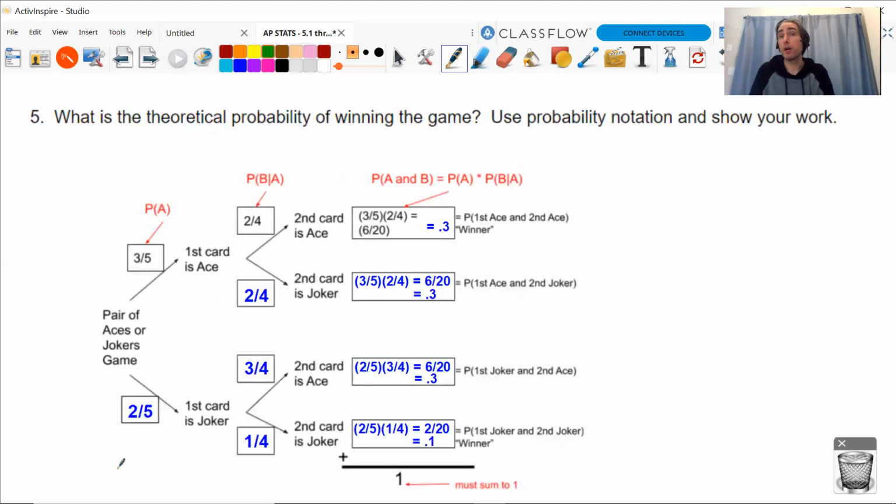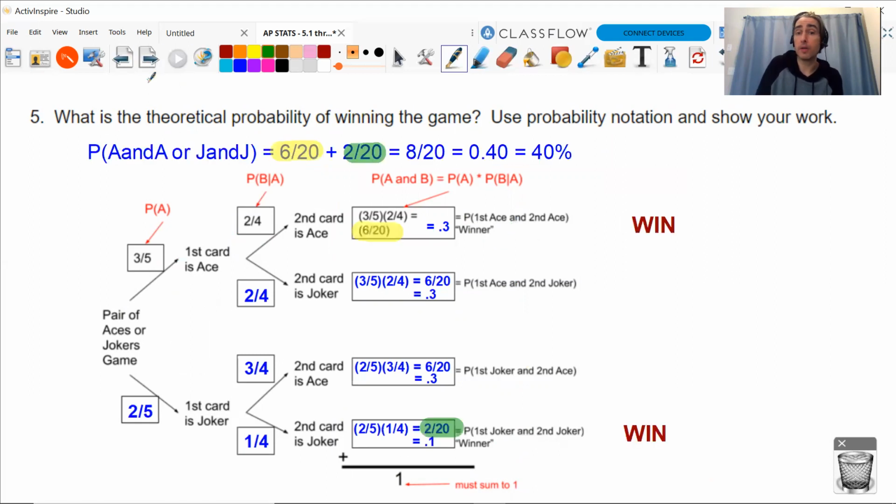So let's talk about the theoretical probability of winning the game. Now remember, we are a winner if we have a pair. So if our first card's an ace and our second card's an ace, that's a winner. If our first card's a joker and our second card's a joker, that's a winner. Now remember what I said from my simulation was at 30%.